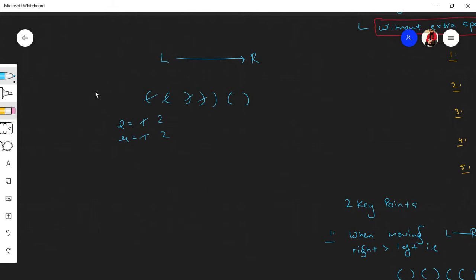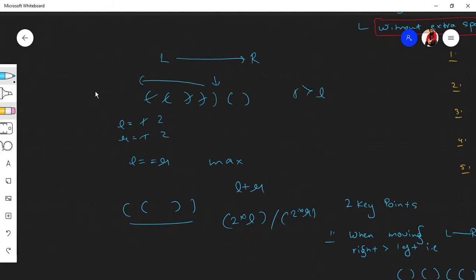Now till this point our string was L equal to R, so our max length will be L plus R, because we have found two left and two right and they are equal, so total length will be 2 into L, or you can do 2 into R, it will be the same thing. But as soon as we encounter a closing bracket for which we do not have any opening bracket, which means R is greater than L.